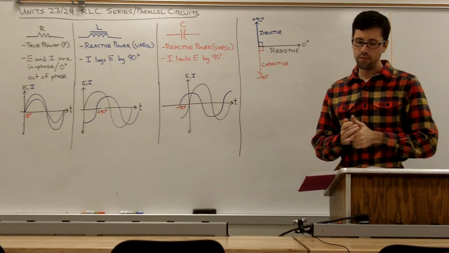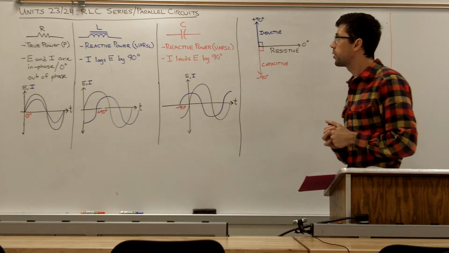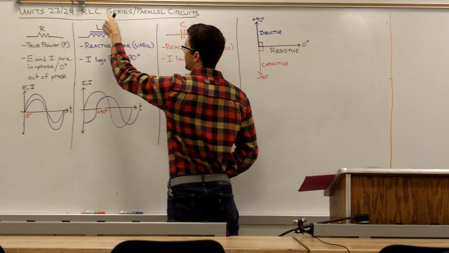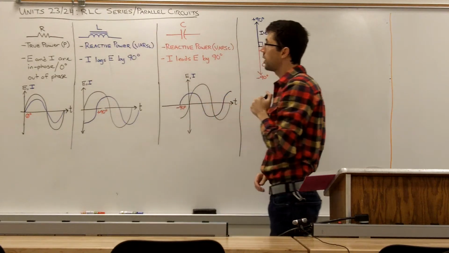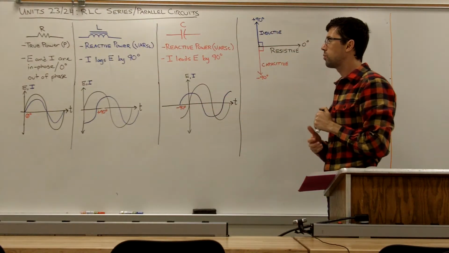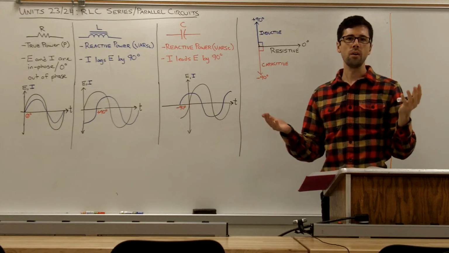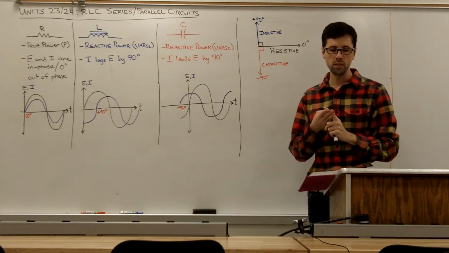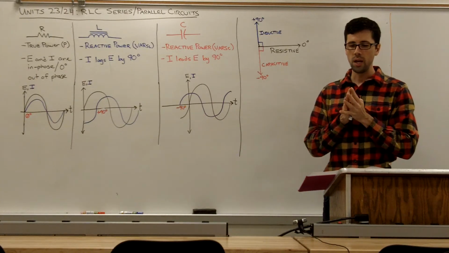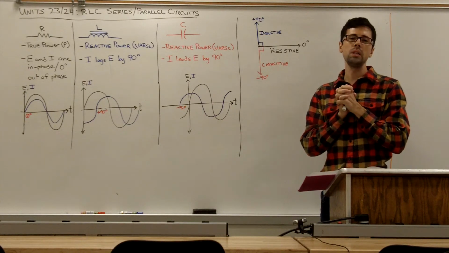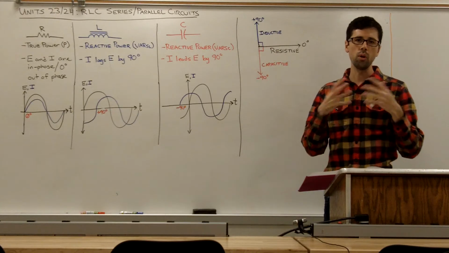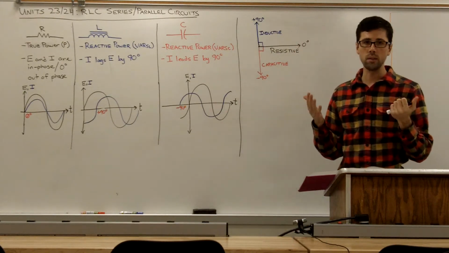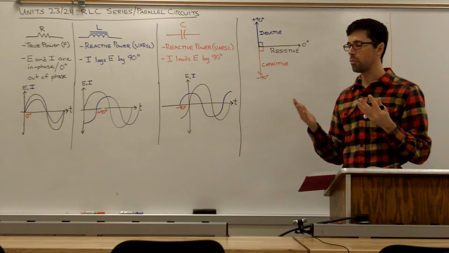Hello class. For this lecture we're going to go over units 23 and 24, which is on resistive, inductive, and capacitive series and parallel circuits. So basically what we're going to do is take all three of our major circuit values of resistors, inductors, capacitors, and combine them into a circuit. And pretty much anything in the world, if you apply it to a circuit, can be modeled as a combination of these three different components.